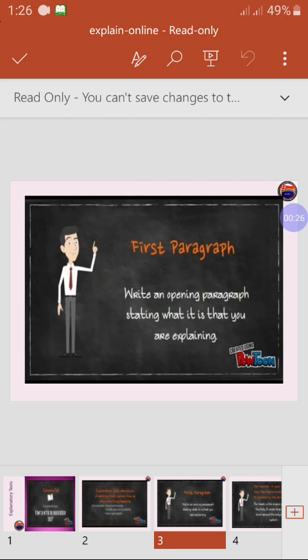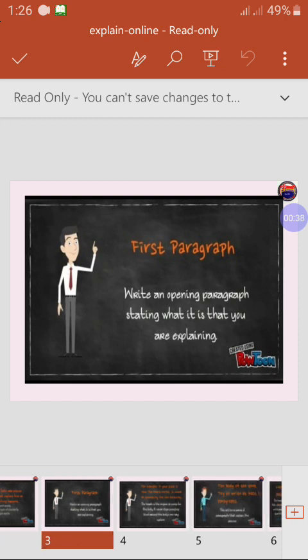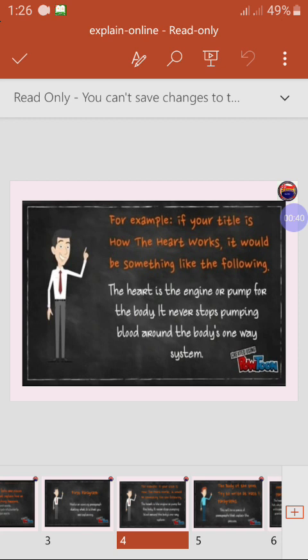The first paragraph is an opening paragraph stating what it is that you are explaining. So here you are going to write general information about your topic, or you are going to give a definition for the topic you are going to talk about. For example, if your title is How the Heart Works, it will be something like, the heart is the engine or pump for the body. It never stops pumping blood around the body's one-way system. So here we mentioned the definition of the heart, but we didn't go into details yet.